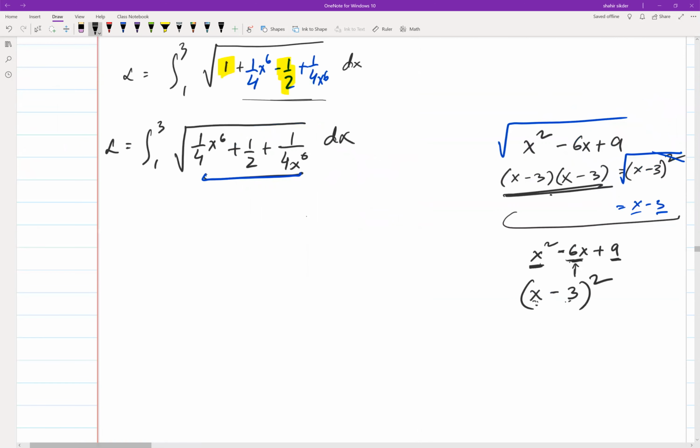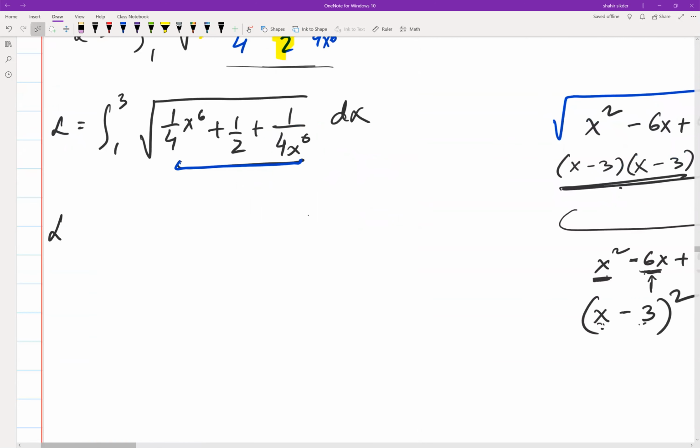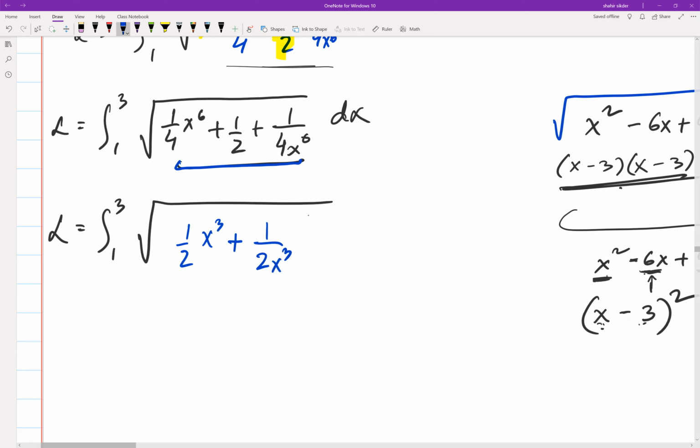So let's check this over here. Is the first term a perfect square? Well, you might think 1/4 is a perfect square, with root 1/2. So I'm going to go ahead and write 1/2. How can we write x to the 6 as a perfect square? Probably x cubed. The sign in between them is a plus sign. What is the last term? That would be 1/2, also x cubed, but sitting on the bottom.